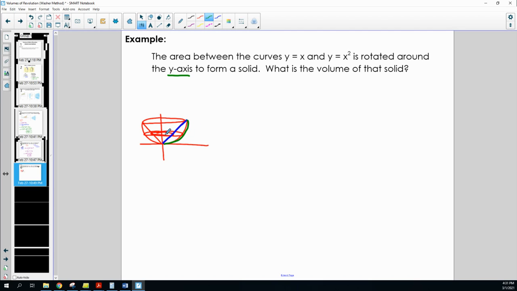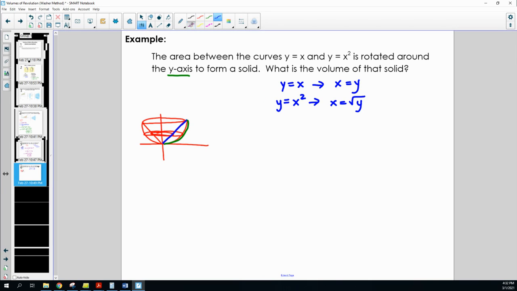And again, we are making these cross sections that are circles, and the middle piece is going to be cut out as our hole. Because we're going around the y-axis, we want to make sure that our functions are in terms of y instead of x. So I have y equals x was my original function for this first one. If I solve it in terms of y, I get x equals y. All right, so that one wasn't very hard to switch. If I have y equals x squared and I want to solve it for x, I'm going to get that x is equal to the square root of y.